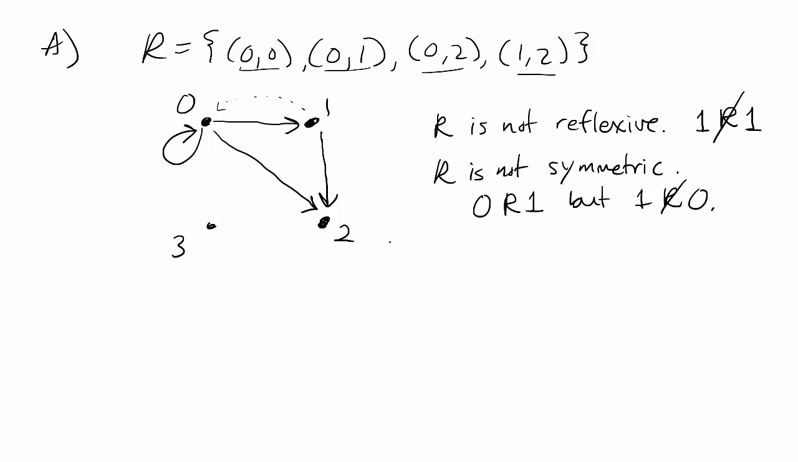And that shows it's not symmetric. And then is it transitive? Can you show an example of where it would not be transitive? So this one is transitive. So R is transitive.